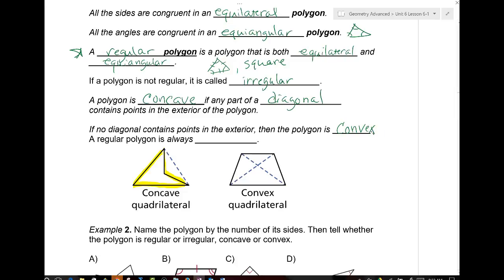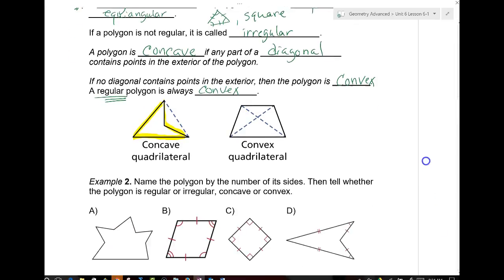And a regular polygon, and this is where it's going to be key, a regular polygon is always convex. So that's one reason why we use convex and regular polygons a lot. They're easy to use. It's very easy to see those figures, very easy to identify the type of polygon that you're going to have. All right, so example 2 here.